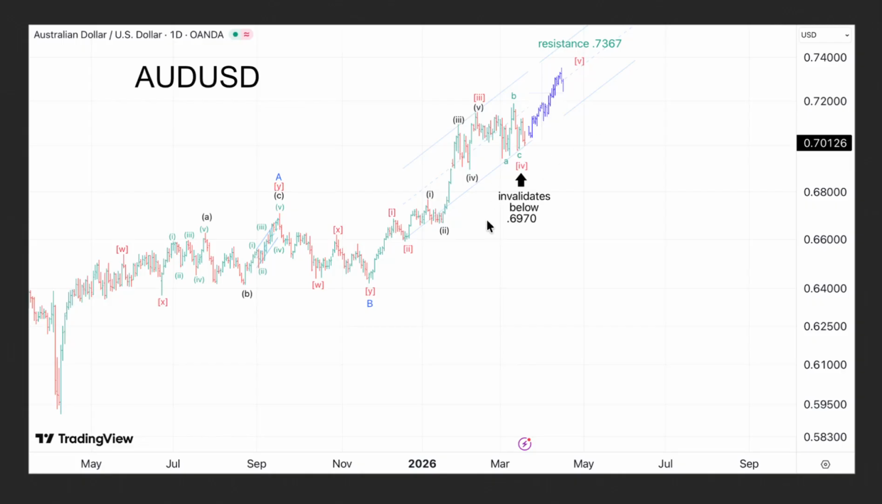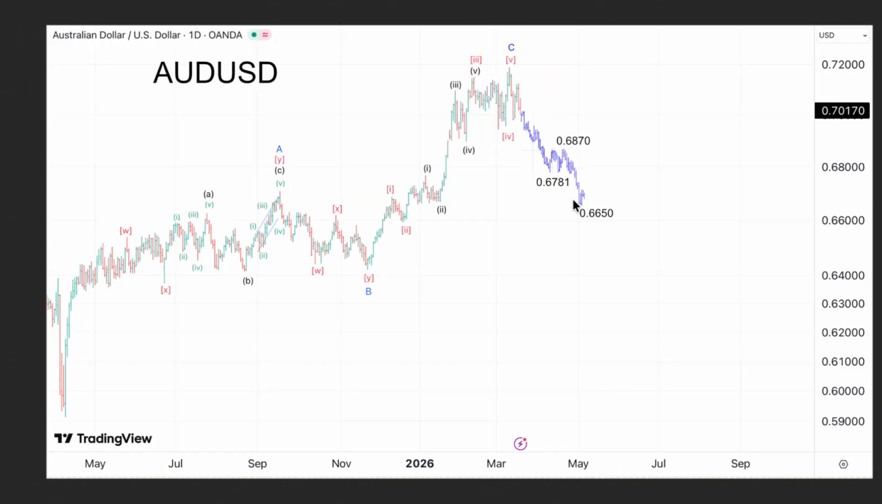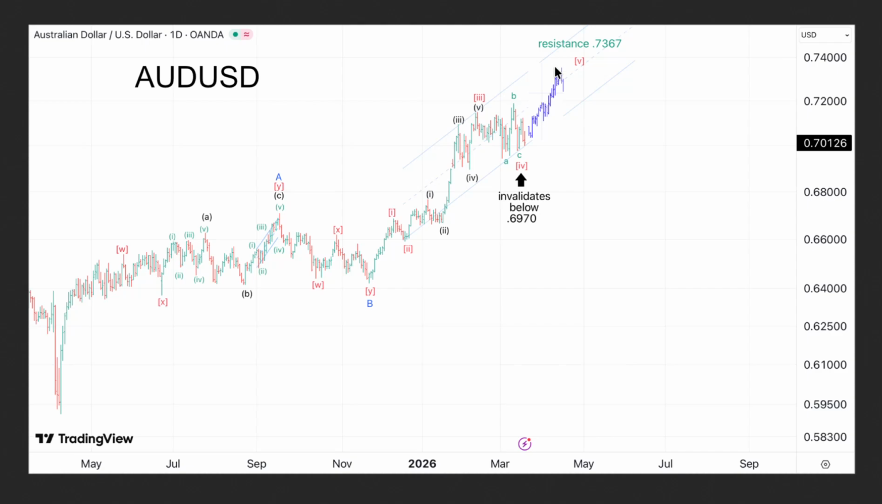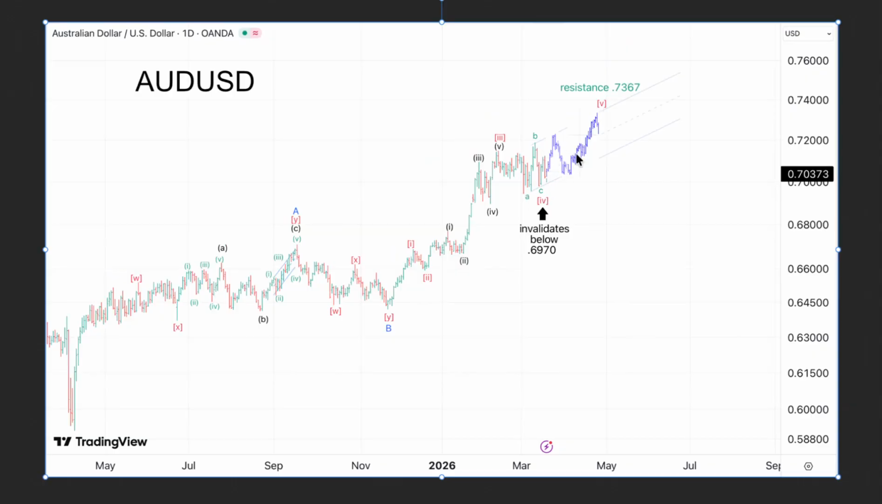The key, if it breaks 6970, it's doing this. If it does not, there's a very high probability it's going to reach 0.7367. Whether the structure is linear or the structure is a choppy mess, I don't know. But I do know 0.6970 speaks volumes as our support level. It's called the line in the sand.